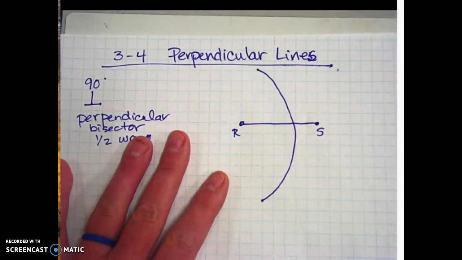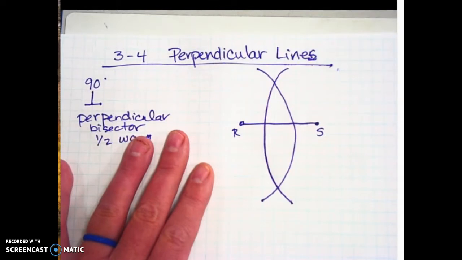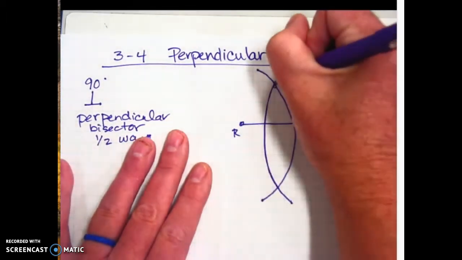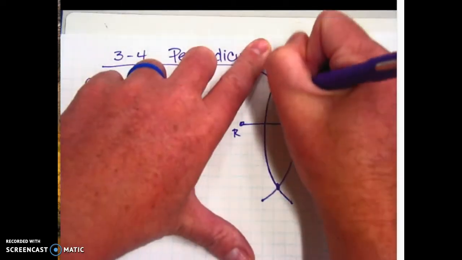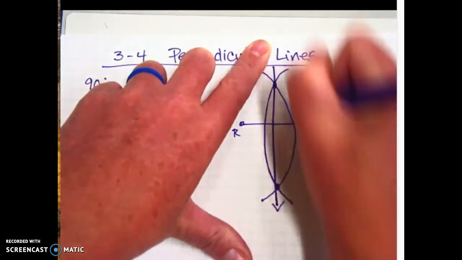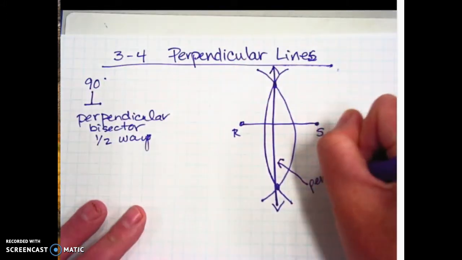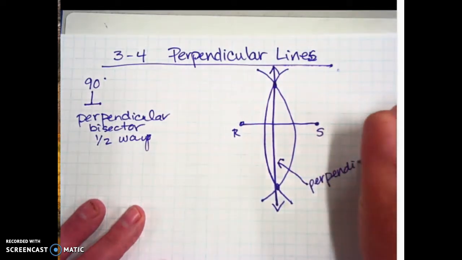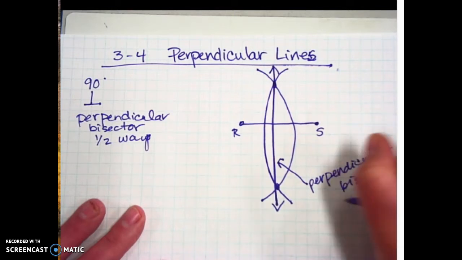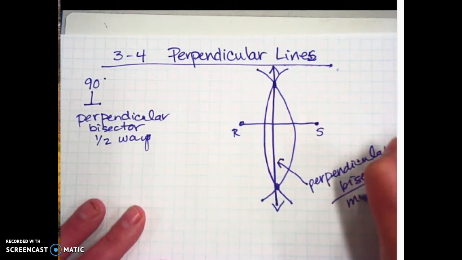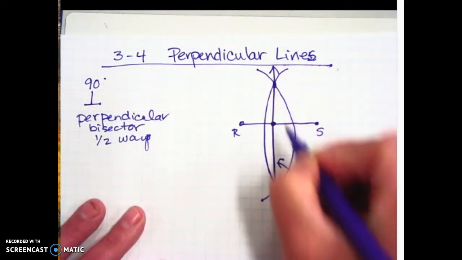Then you would move your pointy stick over to S and you'd make another arc, and they would intersect right here and right here. Then you would take your ruler and you would draw in a line. That line right there is what we call the perpendicular bisector. And it is also the midpoint of that segment. So you have a midpoint right there.